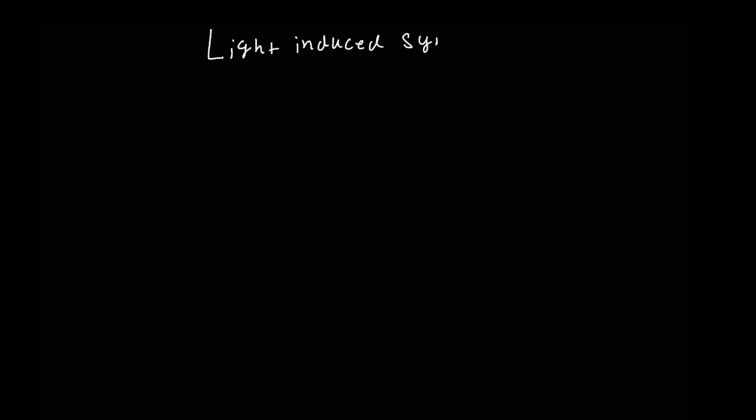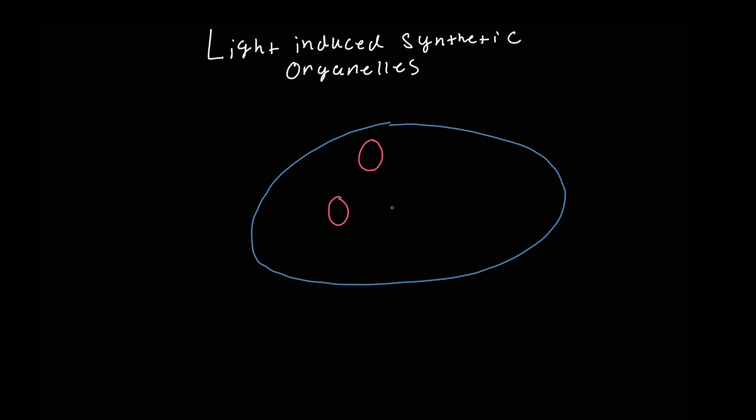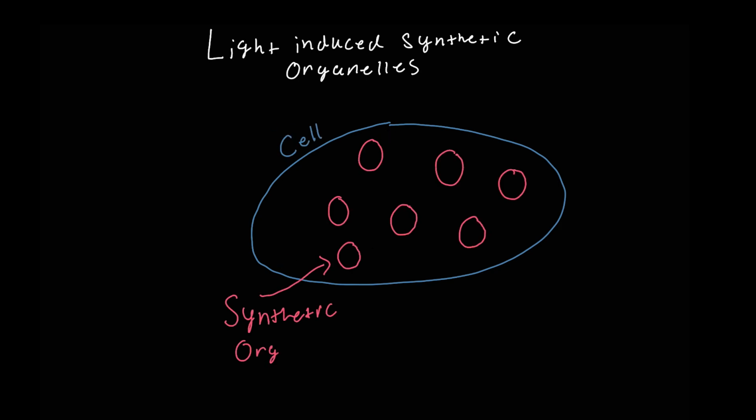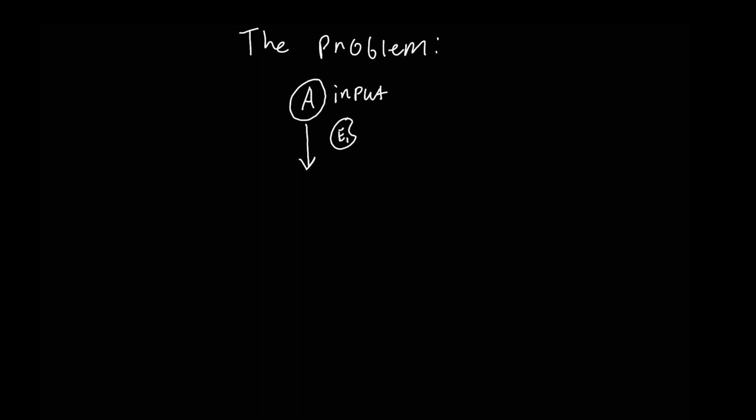Hello everyone. Today I'm going to be talking to you about light-induced synthetic organelles and how they can be used to increase the metabolic flux of a desired product within enzymatic pathways. The process of enzymatic metabolism from initial substrate to final product is complicated and typically requires multiple steps to get there. Several enzymes can use the same substrate to make a variety of products without much discrimination between them.